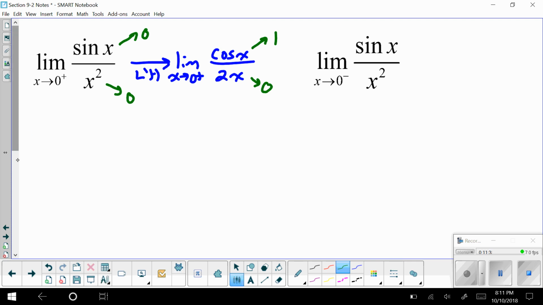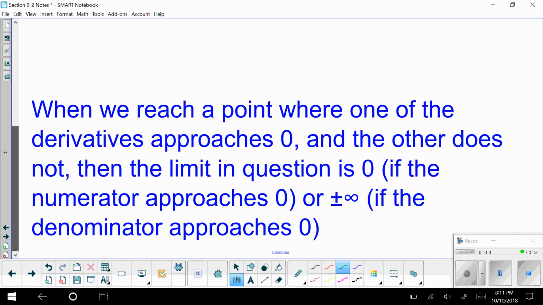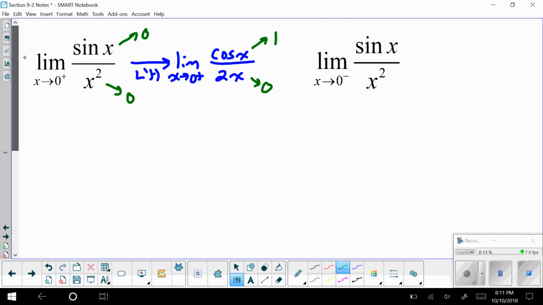And what this means is when we reach this point where one of the derivatives approaches 0 and the other doesn't, then our limit is going to equal 0 if it's the numerator that approaches 0, or it's going to be positive or negative infinity if the denominator approaches 0. So if I look at this example here, this is going to be one of my infinities.